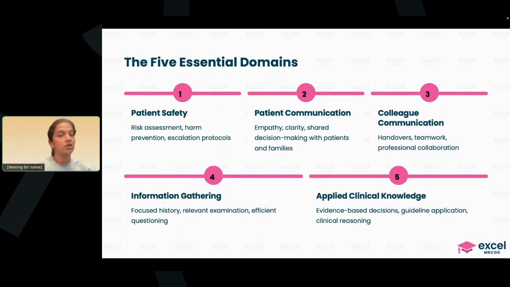Information gathering is not just history. Remember that. This is a typical mistake made by most candidates despite telling repeatedly. Information gathering is history, it's examination as well as investigations. Of course, in a simulated patient task, as you are talking to your role player, you're likely to talk about history and you're going to say examination. You're probably going to say that I would like to run a few investigations for you, and these would be the investigations.